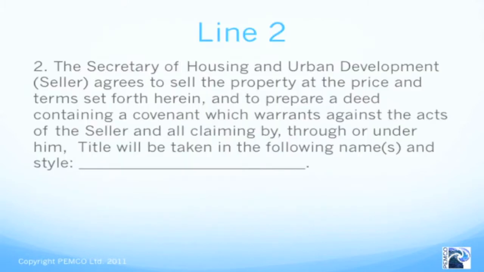Line 2 is stating that HUD has in fact accepted the bid and agrees to sell the home. This blank requires your buyer's name to be repeated exactly the same way as line 1. If you have printed this form from the HUDhomestore.com account, this line should be auto-populated for you. That being said, this brings us to our first commonly made error.